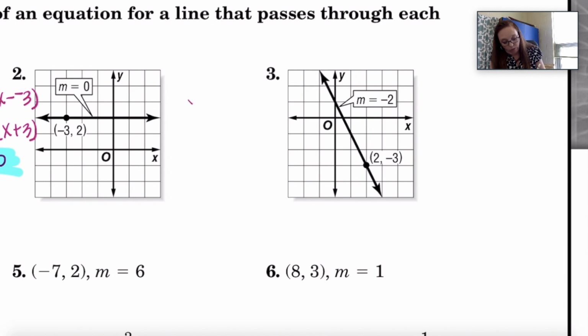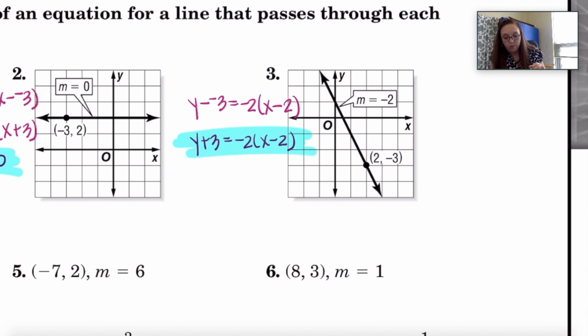So I'm going to start off with y minus, well, my y coordinate here is negative 3. So y minus negative 3 equals m, my slope of negative 2, times x minus, my x coordinate is a positive 2. Now this one we're going to also clean up. y minus negative 3, we know is the same as y plus 3. And then we can bring everything else down. So that's going to be how we're going to write number 3.